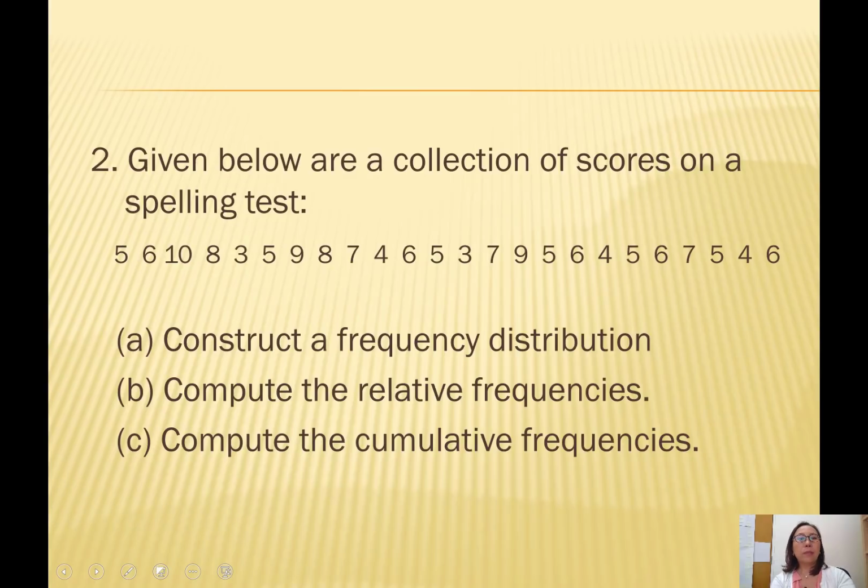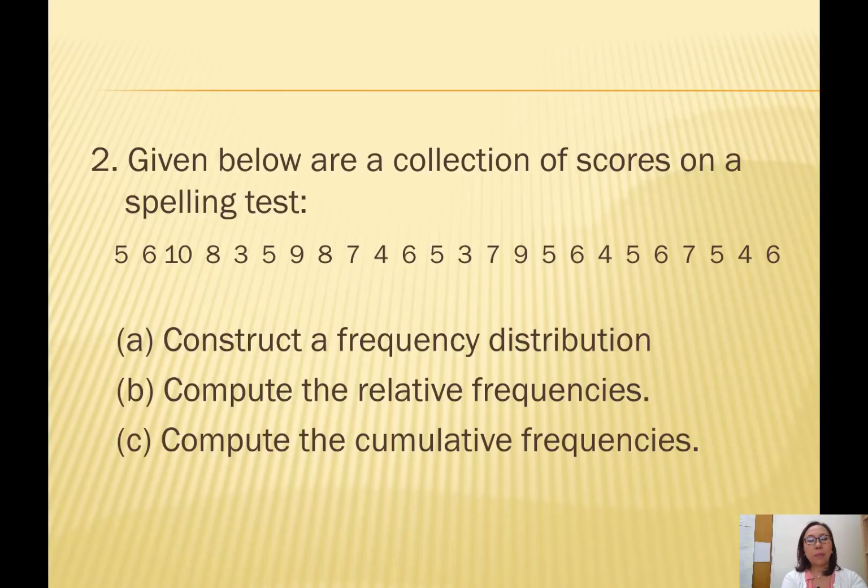All right. Let's look at number 2. Given below are a collection of scores on a spelling test. So here's a lot of numbers here. They're random. And so the question is, can you organize these numbers by creating a frequency distribution and computing the relative frequencies as well as cumulative frequency?